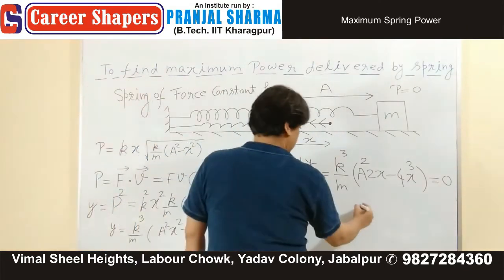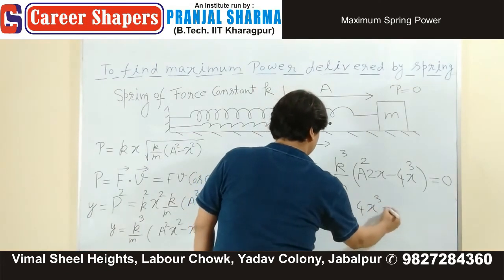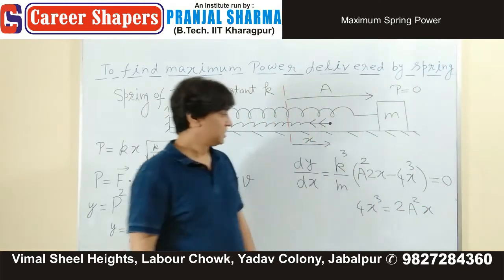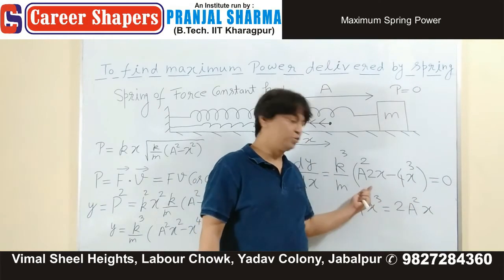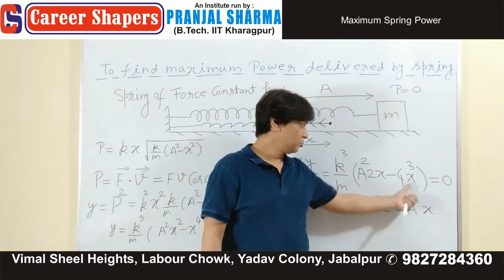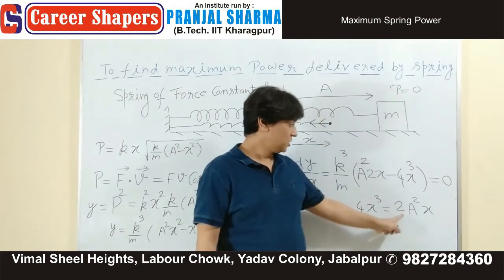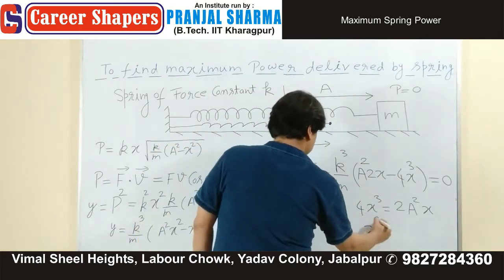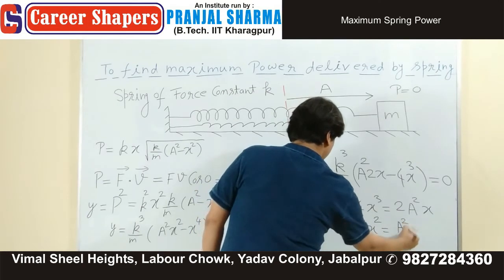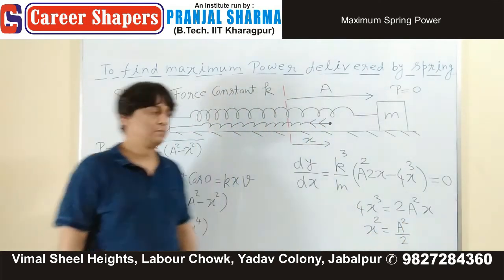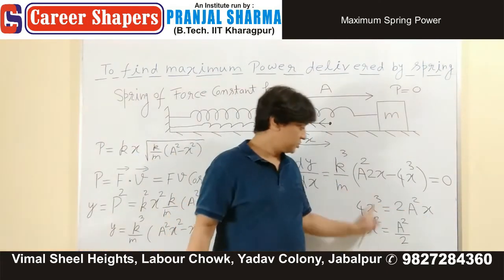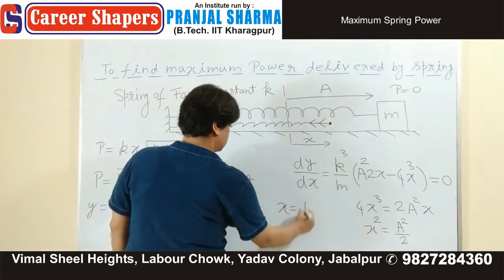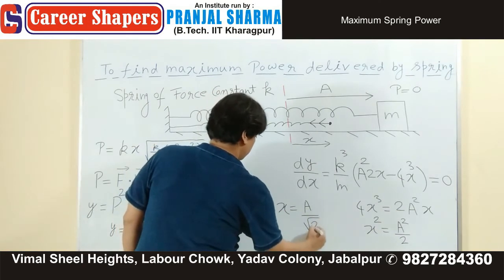It is giving us 4x cube is 2a square x. For this thing to be 0, this bracket should be 0, which is 4x cube equal to 2a square x. 2 and 4 cancel, x and cube cancel, and you get x square as a square divided by 2. x square is coming a square by 2. This gives us x as a by root 2.